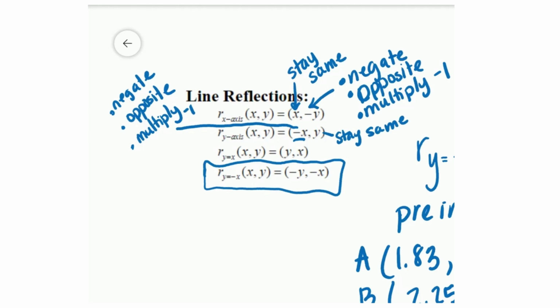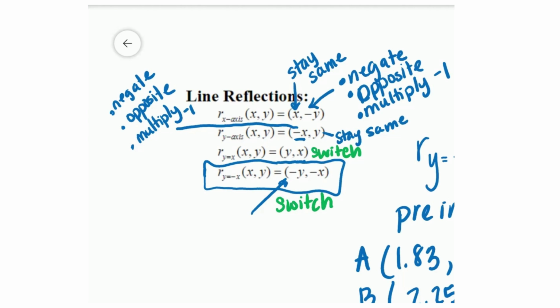And if we're doing this one, the x and y coordinate simply switch. I'm going to put that in a different color. They stay the same and they just switch. That's it. Don't overthink it. In the last case, they switch and they're negated. They're switched and negated.